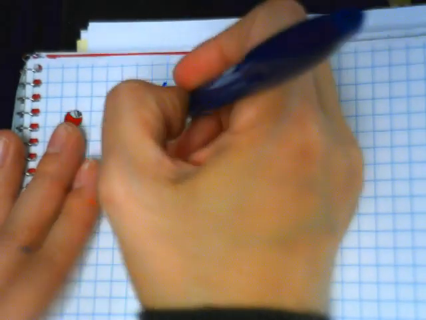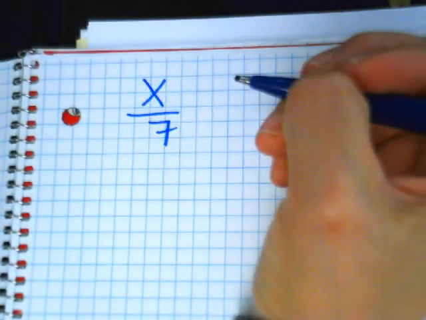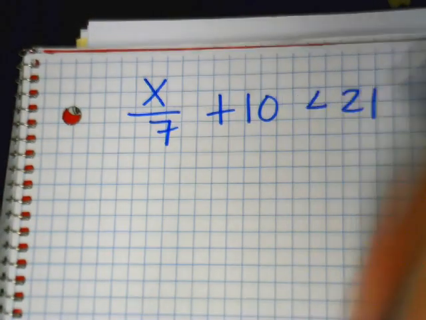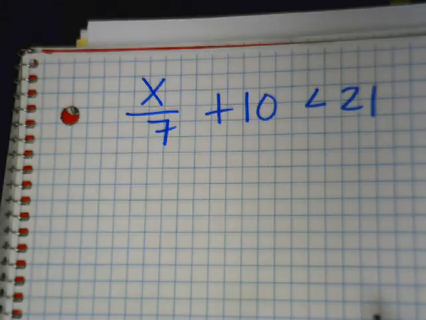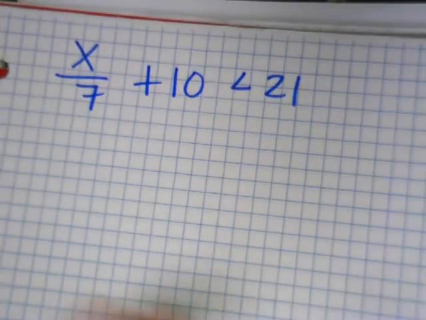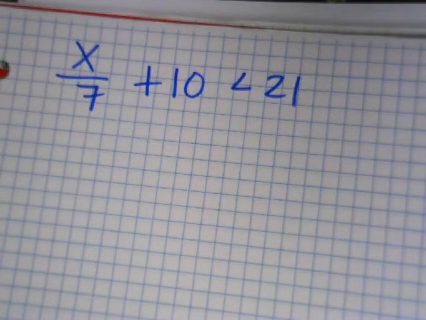So, x divided by 7 plus 10 is less than 21. Write it down. Yep. These are the notes you get to use for your classwork or your test. So the better notes you have, hopefully the more they're helping you on the test.